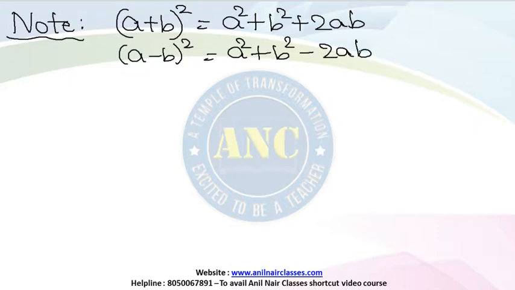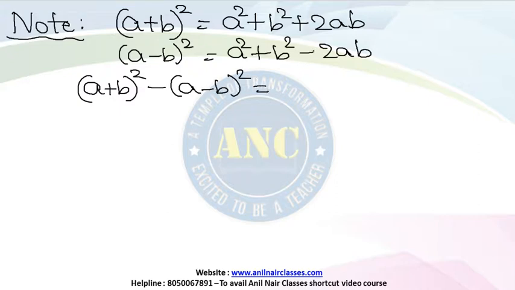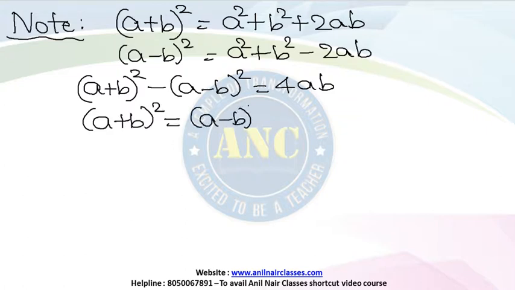We have already discussed these things in my previous classes. If I subtract these two, a plus b whole square and a minus b whole square, and take the difference, 2ab minus of minus 2ab becomes 4ab. That means if I shift it, a plus b whole square will be equal to a minus b whole square plus 4ab. I hope it is clear for you.